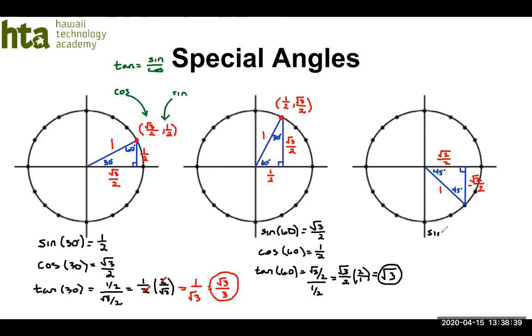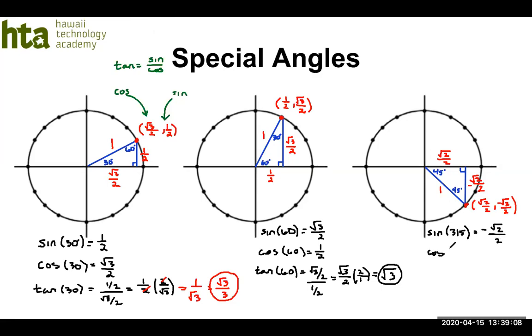So sine of 315 is the y coordinate. Oh, I forgot to put the coordinate. We got to have the coordinate. The coordinate's right here, and our coordinates are rad 2 over 2 and negative rad 2 over 2. So the y coordinate of our point of intersection on the circle is negative rad 2 over 2.